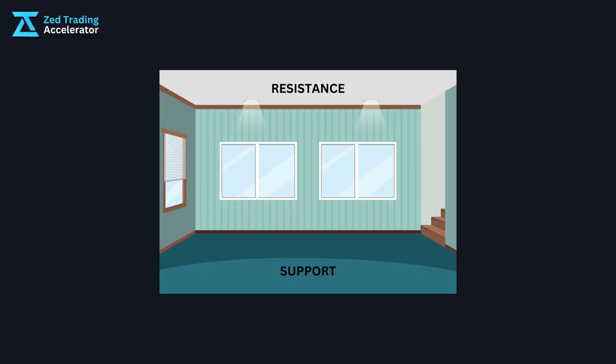So always remember, PD arrays are the true support and resistance. If we are bearish, price should find resistance at those PD arrays. If we are bullish, price should find support at those PD arrays.